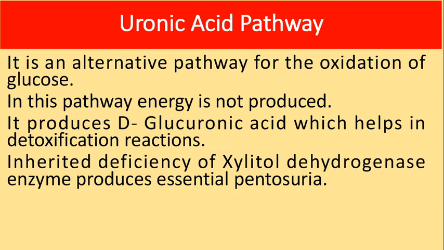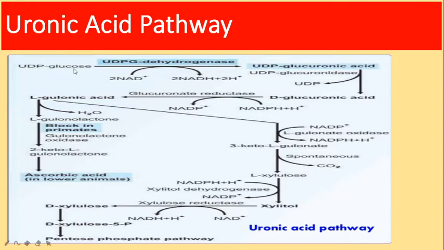In the liver, D-glucose is oxidized into D-glucuronic acid, which is converted into xylulose through the uronic acid pathway, and xylulose will enter into the HMP shunt for further metabolism. So these are the steps involved in the uronic acid pathway.